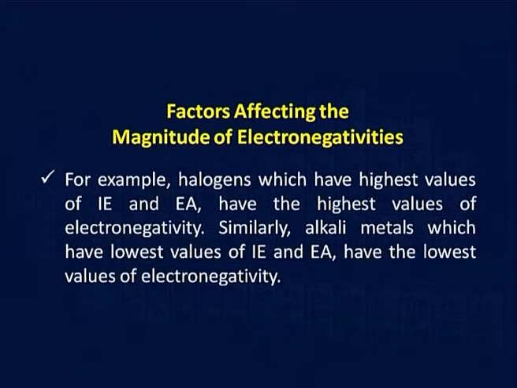So, if they have high values, naturally they will have a high value of electronegativity. And if we see the 17th group elements, the halogens, which have a high value of ionization energy and a high value of electron affinity, therefore, they have the highest value of electronegativity. Similarly, on the left side in the periodic table, alkali metals are there which have very low ionization energy and very low electron affinity, therefore, they have the least values of electronegativity. So, here we find that the value of electronegativity depends on ionization energy as well as on electron affinity. So, these are the factors on which the value of electronegativity depends.